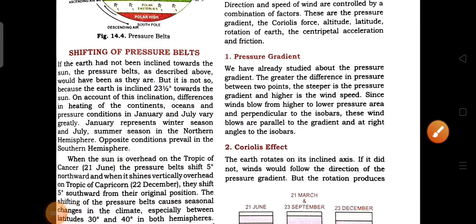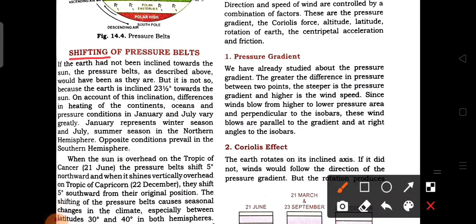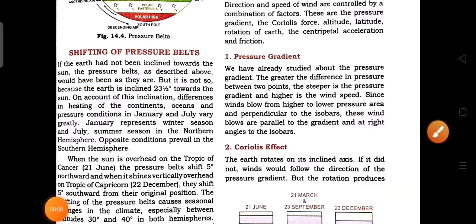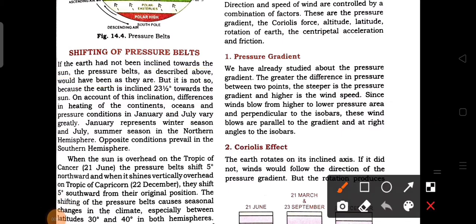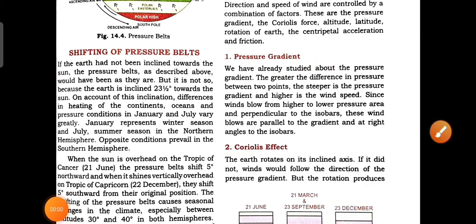Now we are discussing the shifting of pressure belts. From the word shifting, we may know that the pressure belt is not constant; it shifts during the year. If the earth had not been inclined towards the sun, the pressure belts would not have been as described above. If the earth were not inclined at 23.5 degrees, it would not be as it is at present.